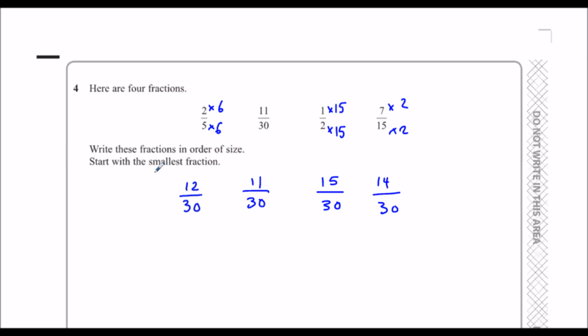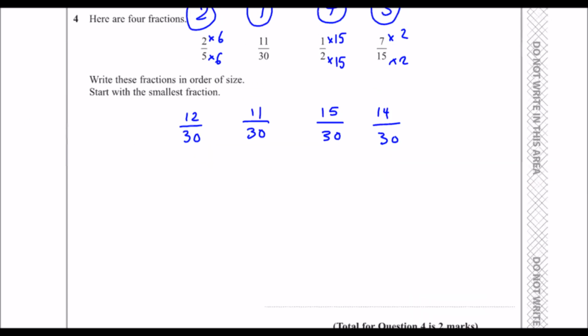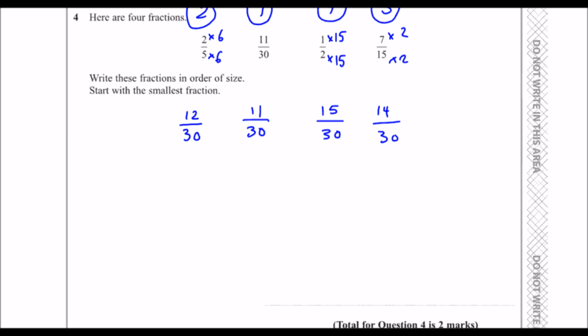So start with the smallest fraction. So this is the smallest fraction, 11 30ths, then 12 30ths, then 14 30ths, then 15 30ths. So we're just going to write them in order. So it's 11 30ths, 2/5, 7 15ths, and then 1/2.